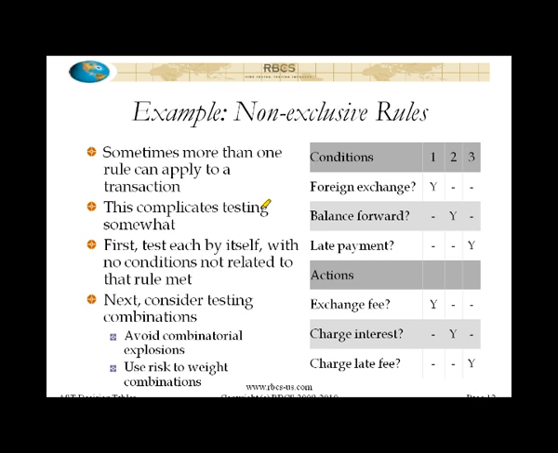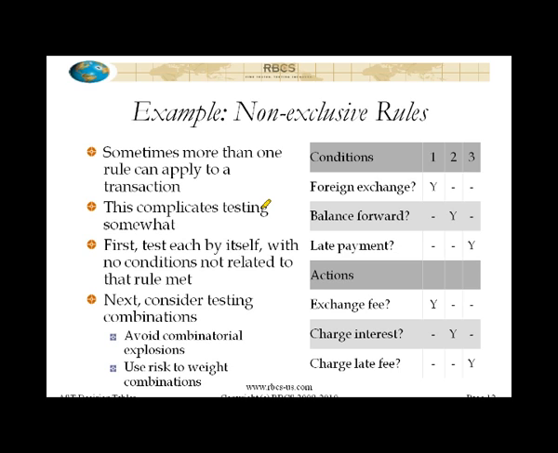Okay, now, non-exclusive rules. The decision tables that we've been looking at so far were such that at any given point in time, only one column, only one rule would apply to a set of conditions. It is also possible to have one or more what are called non-exclusive rules, and I'll show you an example of this.